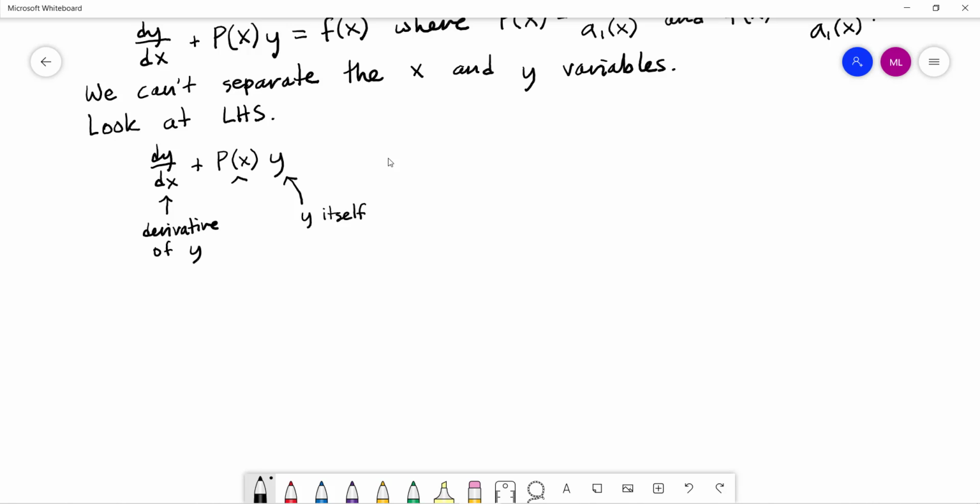And this p of x term in between is a coefficient that has no y dependence. It does have potentially an x dependence. It could also just be a constant, but it's a coefficient with no y dependence. And that's what's important, because otherwise if it had y dependence, we would have a nonlinear equation here.